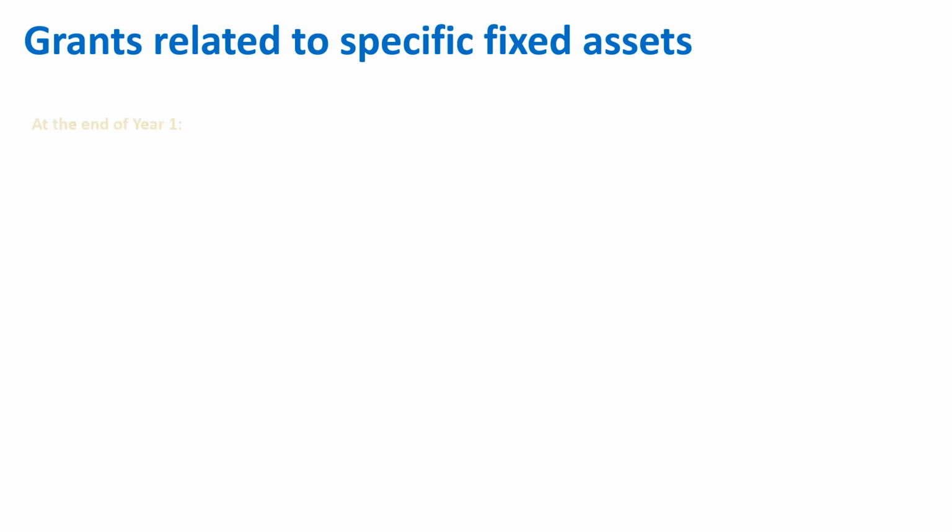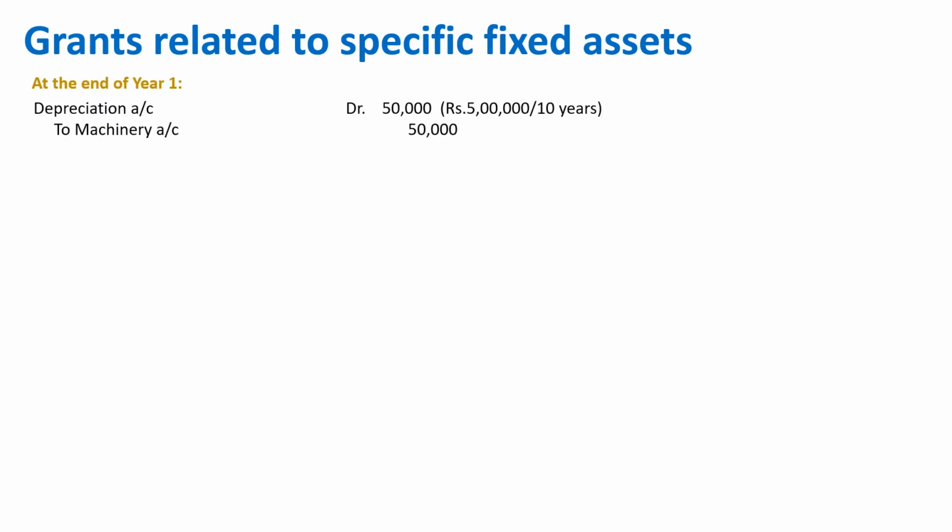Now what happens at the end of 1 year? Depreciation debited 50,000 to machinery, because the value of the asset is 5 lakh and on that you are charging straight line method. Life of the asset is 10 years. So per year the depreciation is 50,000. Hence the entry is depreciation 50,000 to machinery.